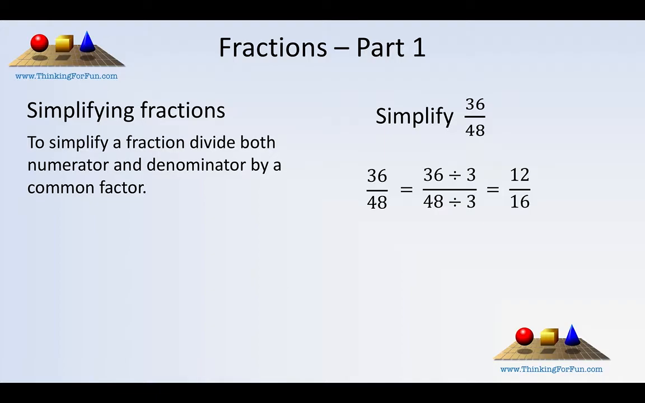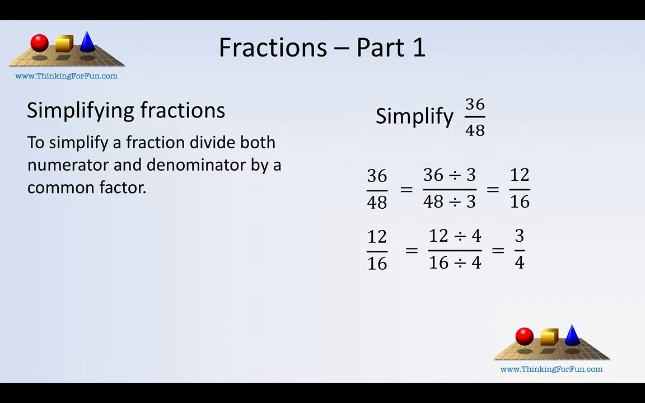A fraction is said to be in its simplest form when it is not possible to divide the numerator and denominator by a shared common factor. In this example, 12 and 16 also share a common factor, which is 4, and therefore the fraction is not in its simplest form. Dividing both numerator and denominator by 4 gives us 3/4. As there is no common factor between 3 and 4, we can now say the fraction is in its simplest form.